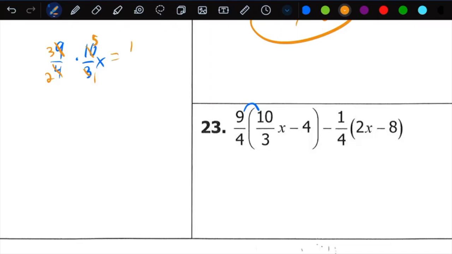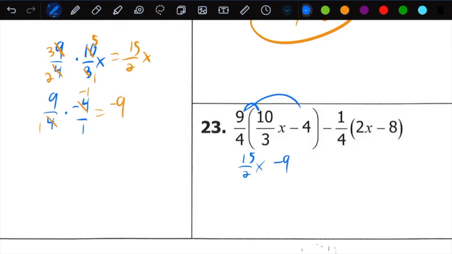We multiply straight across and we get 15 over 2 times x. And once again, you could put the x on the top of the 15 as well, or leave it off to the side as it is now. So 15 over 2x. And we do 9 over 4 times negative 4. I'm going to put that over 1. And 4 and 4 reduce to 1 and negative 1, and give us negative 9 as we multiply straight across.